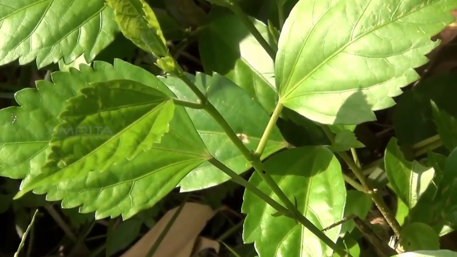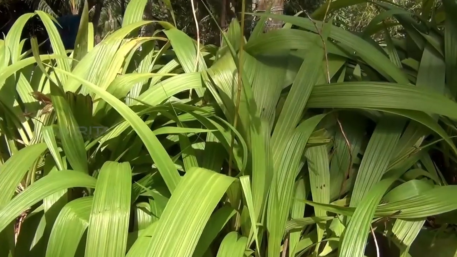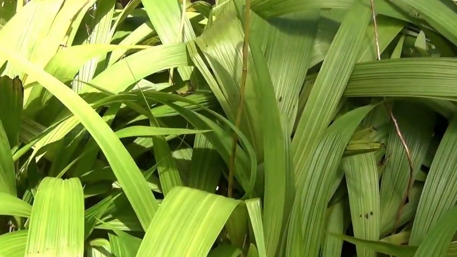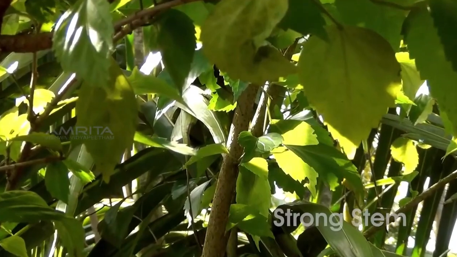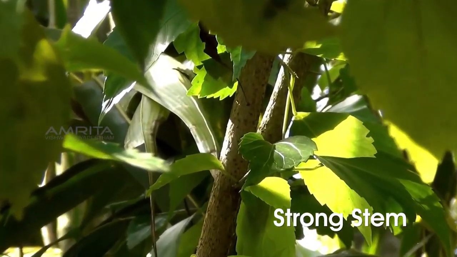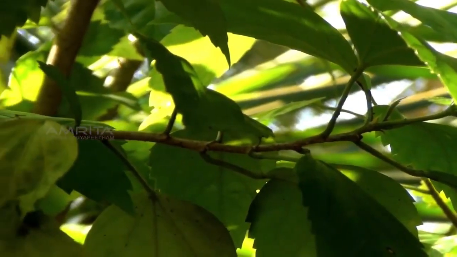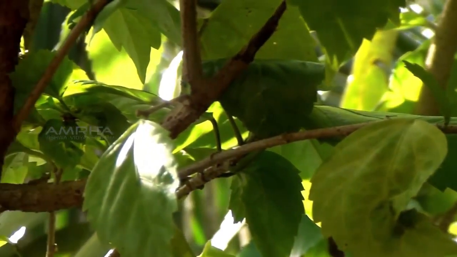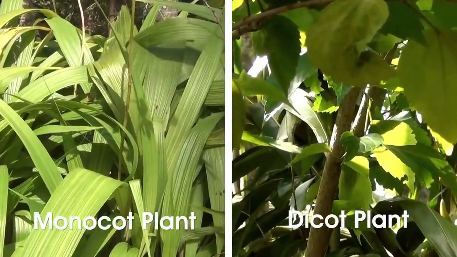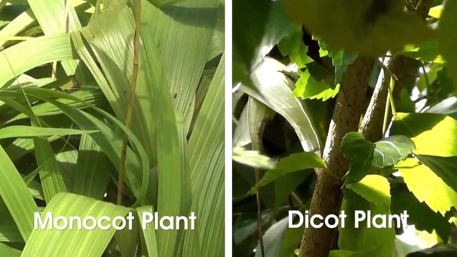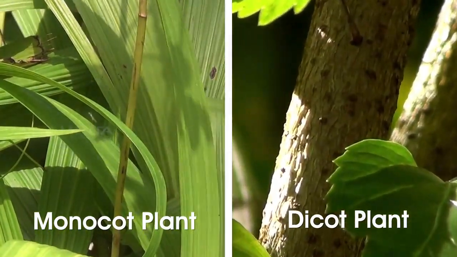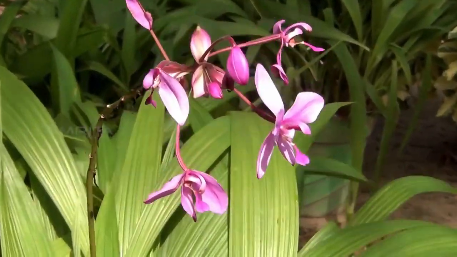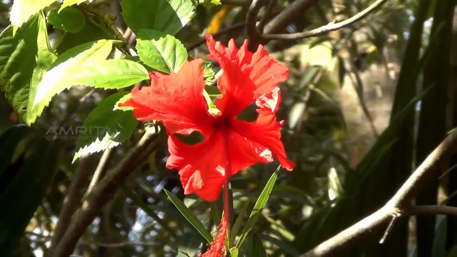Let us now move on to the stem. If you carefully observe the stem of both the plants, you will see that the orchid has a weak stem, whereas the hibiscus has a strong stem. Monocots normally have a weak stem and dicots have both weak and strong stems. Looking at our plants, the weak stem makes the orchid a monocot and the strong stem makes the hibiscus a dicot. Let's now carefully observe different parts of the orchid and hibiscus flowers.